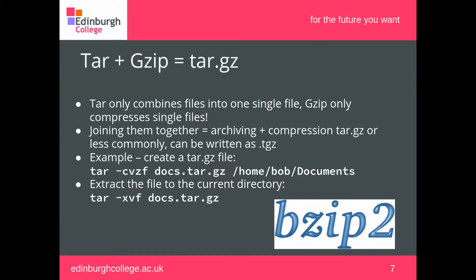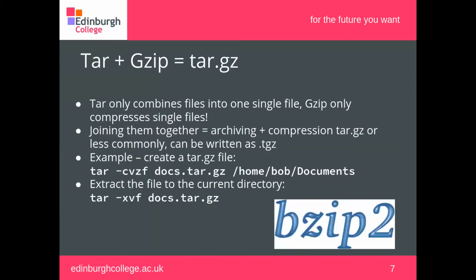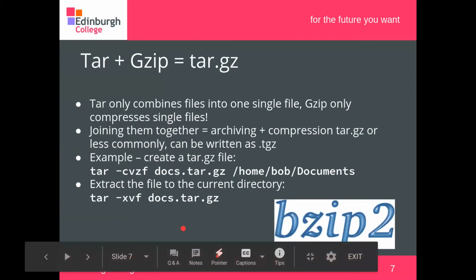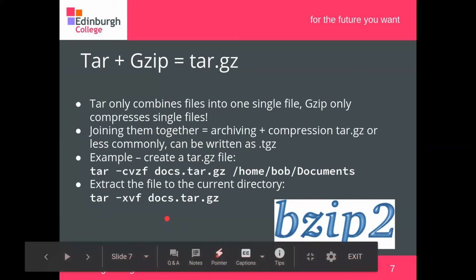Now, when we go for a gzip file, gzip gives us a fast compression, so 60 to 70% reduction. bzip2, however, will give us even more compression than gzip, but the downside is bzip2 is a lot slower.